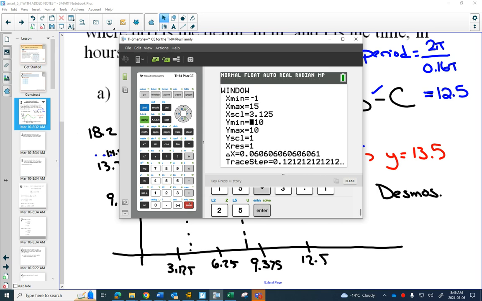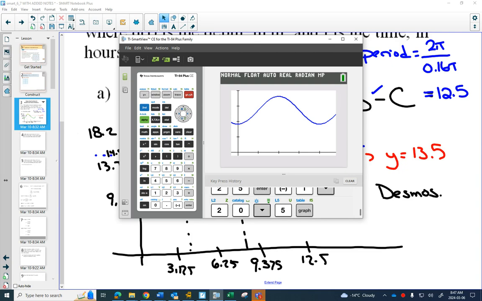For my y minimum, I don't need to see negatives, but maybe I want to see a negative 1 because then it will at least draw my x-axis, okay? My maximum that we went up to was 18.2, so 10 wasn't enough. I'll go up to 20. And maybe I'll just set a y scale by 5s, because there's not going to be nice ways to make it exactly as we see it there. Now when I hit graph, it matches up perfectly to what I drew by hand.